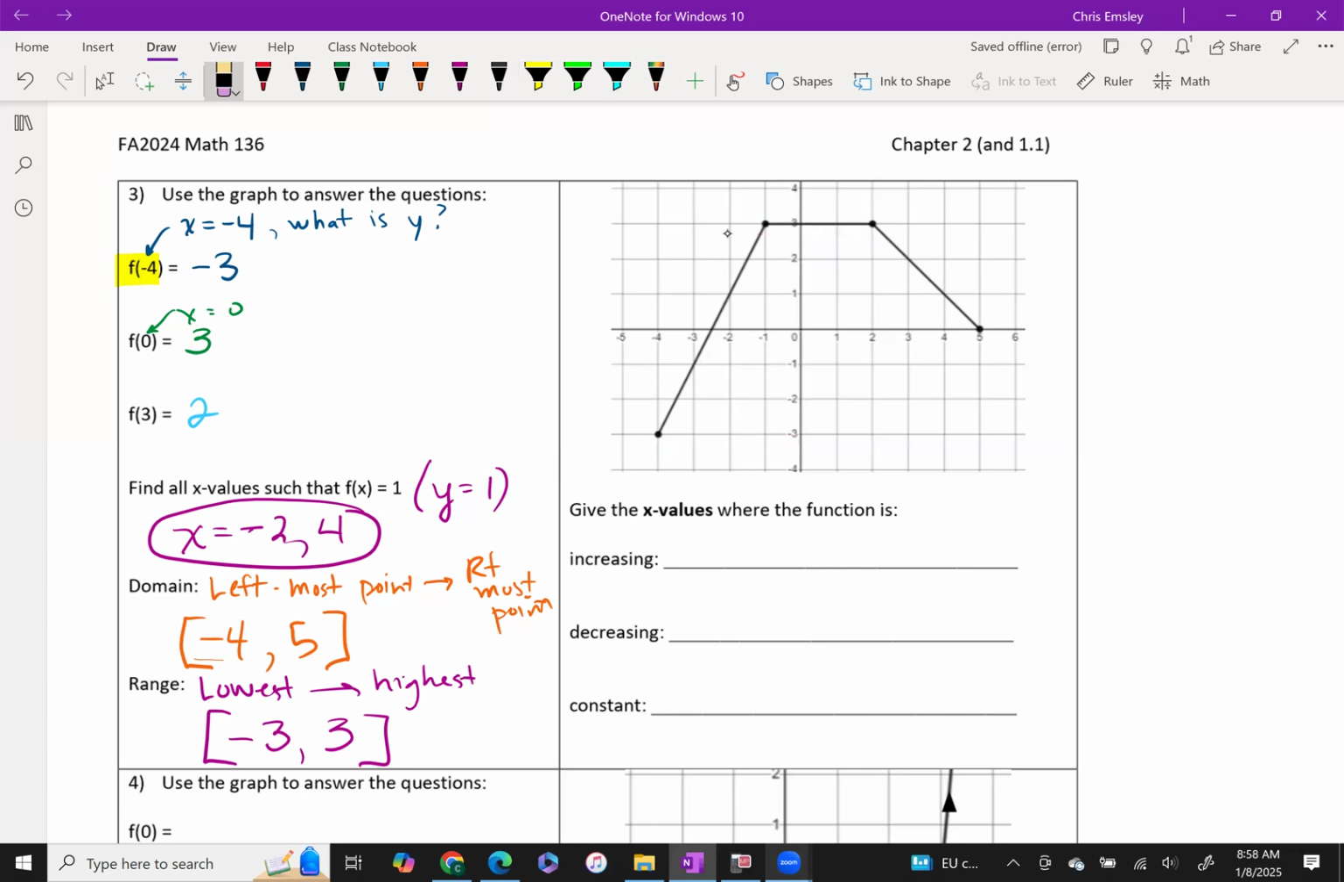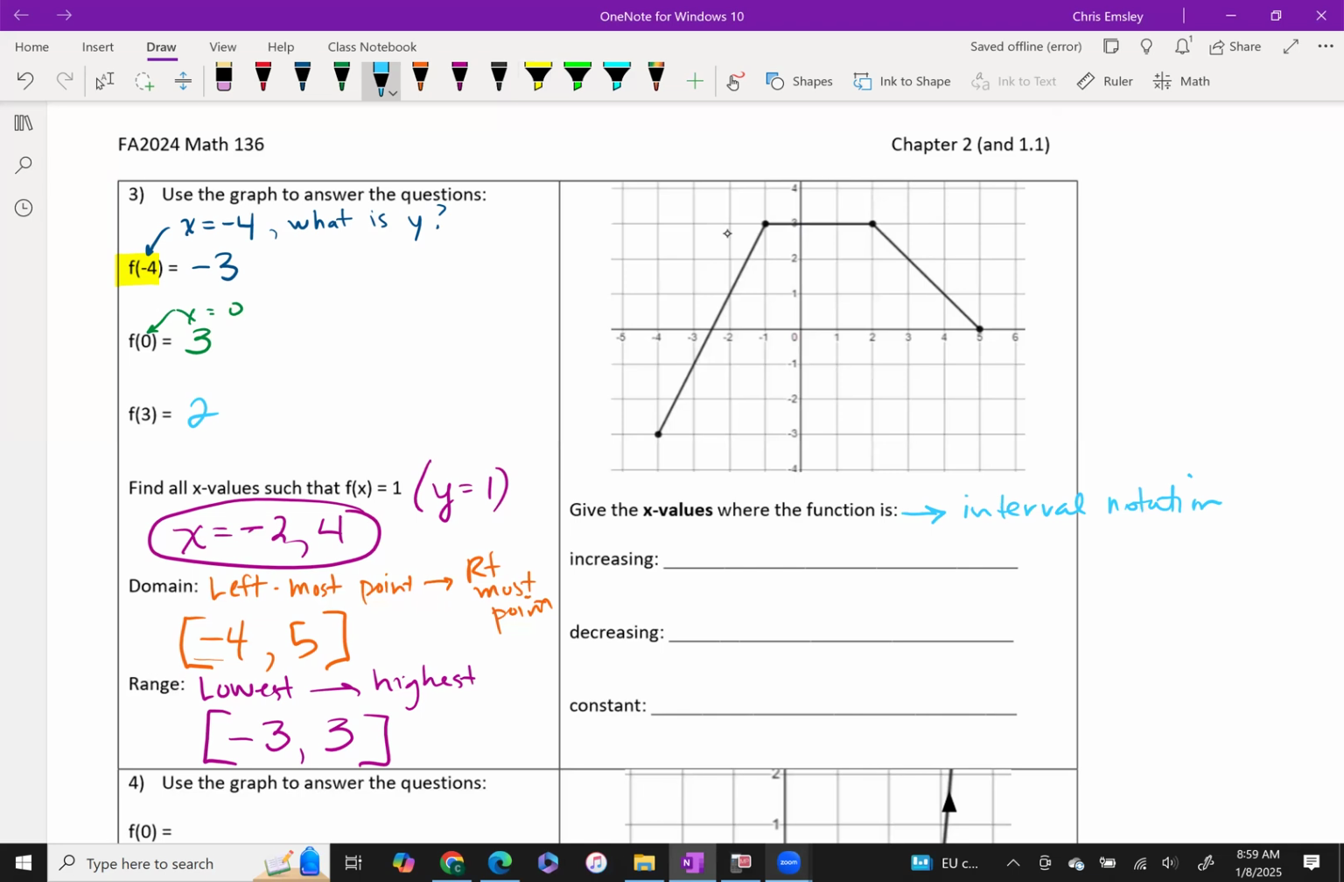Okay, then next up, we're going to look at those little new definitions. Our questions here on the right ask us to give the x values. Okay, so we're going to give x values as our answers, where the function is increasing, decreasing, and constant. And I didn't say it here explicitly, but we want to give those x values in interval notation.